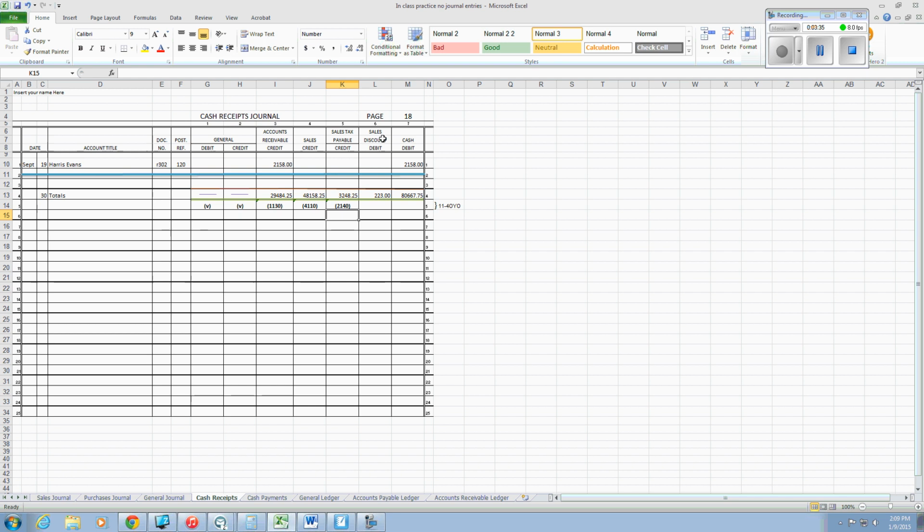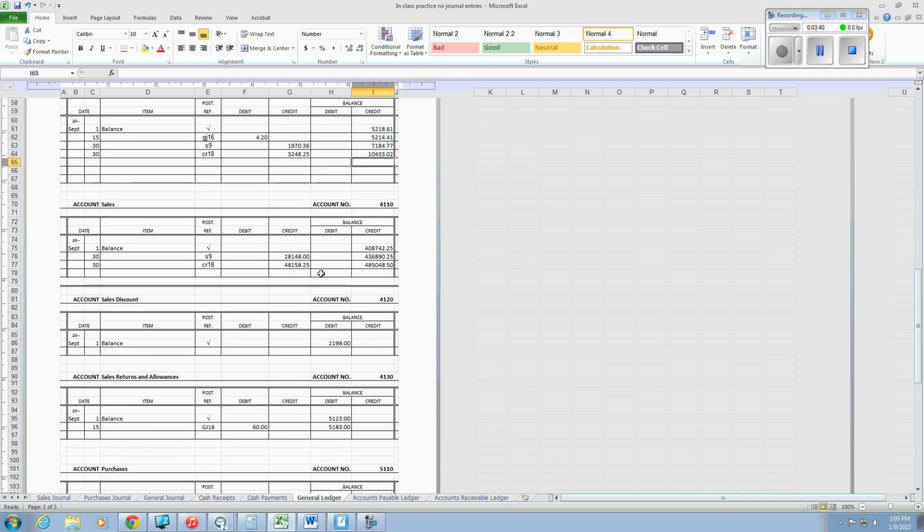It's underneath there, and we continue to do this. Let's go to the sales discount debit. Again, the date is the 30th. Where did we get that number? CR18. Did we debit that? We did, for $223. We're going to add that together. Okay, 4120.